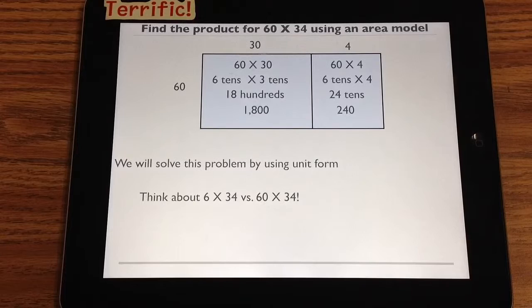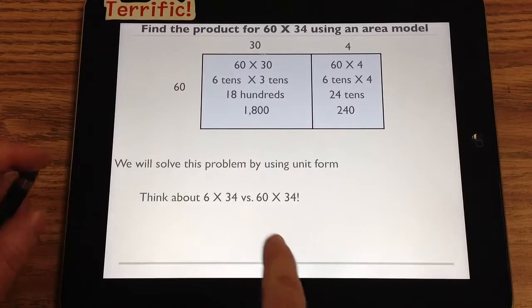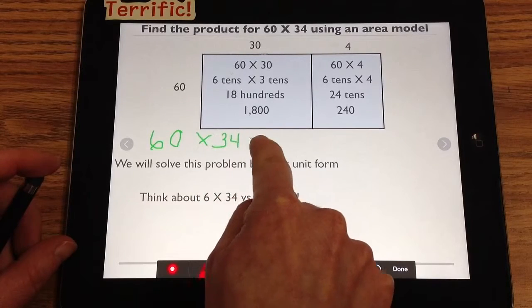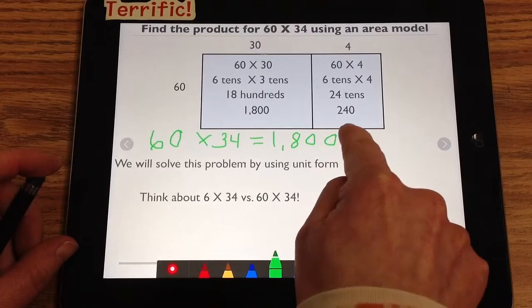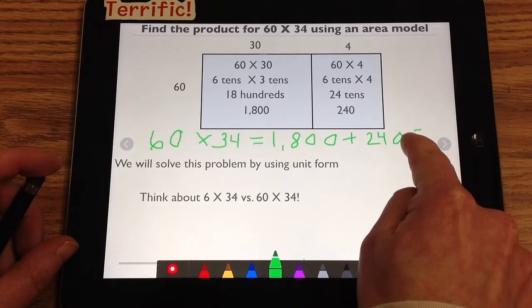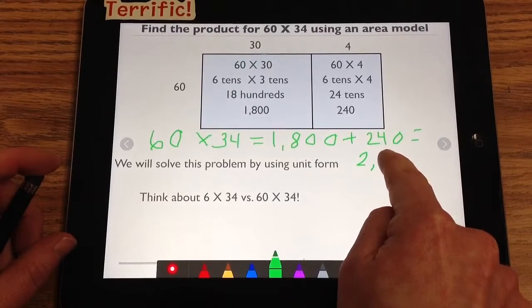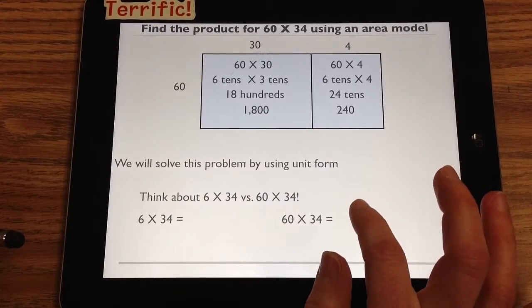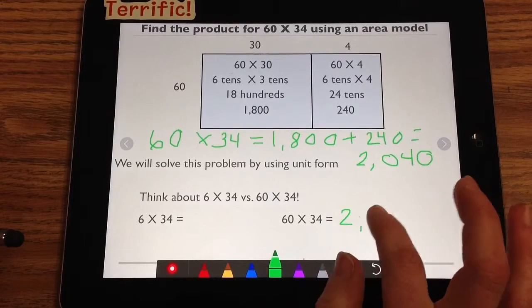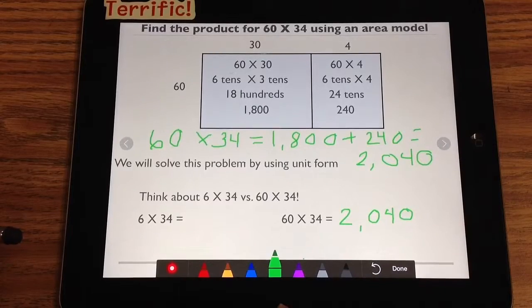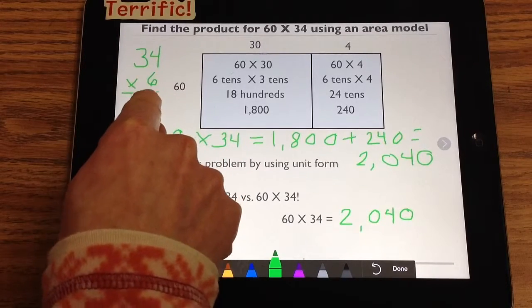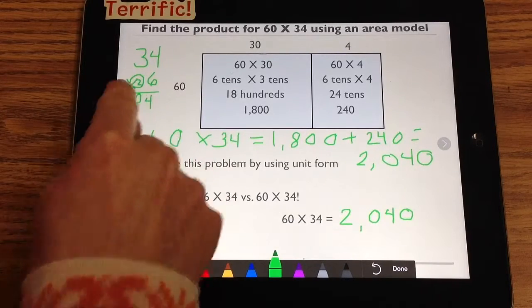Now, let's think about 6 times 34 versus 60 times 34. Well, we found that 60 times 34 equals 1800 plus 240, which equals 2040. So if 60 times 34 is 2040, what's 6 times 34? I'll give you a second to work through that. Did you get what I did?